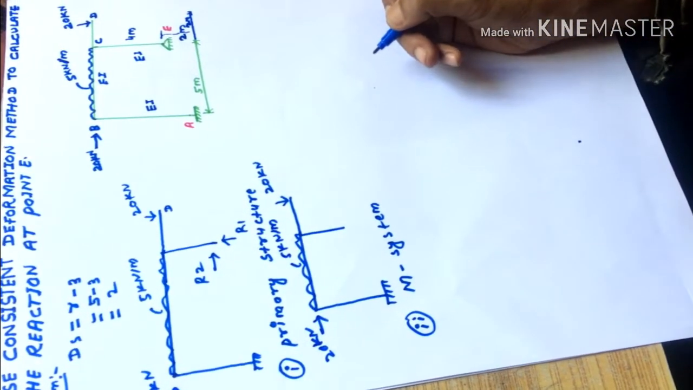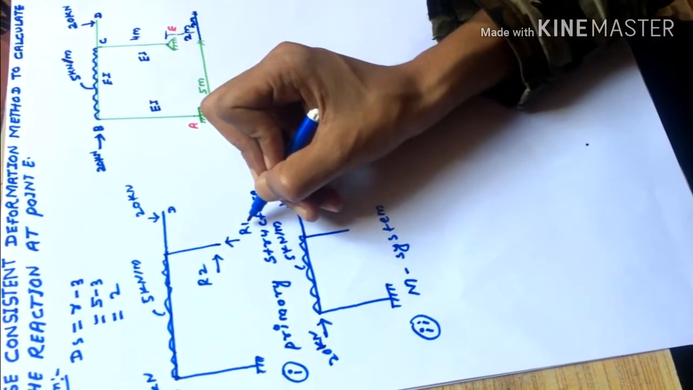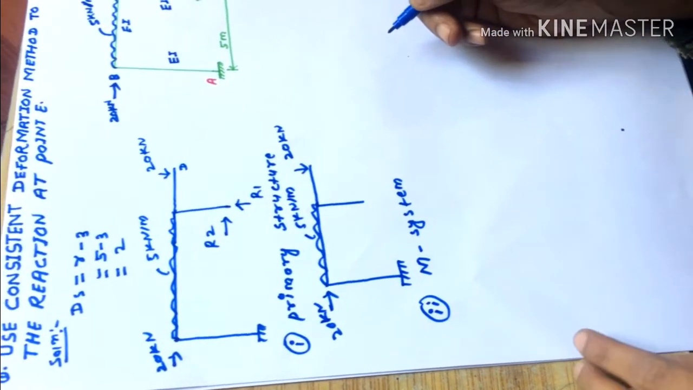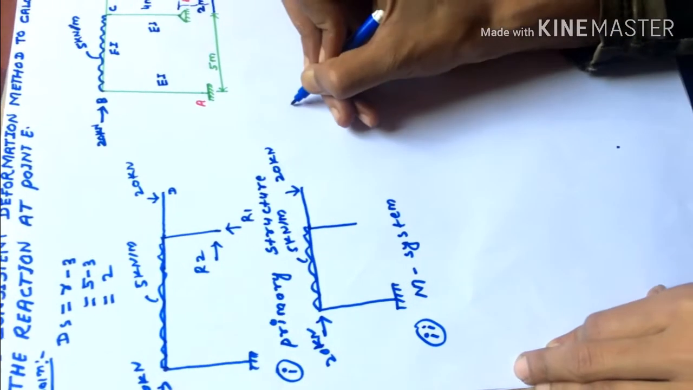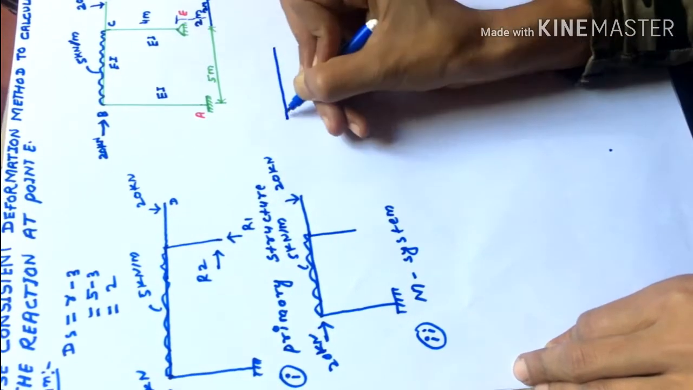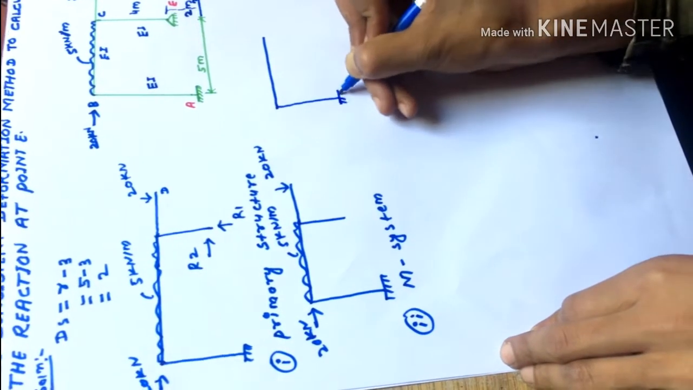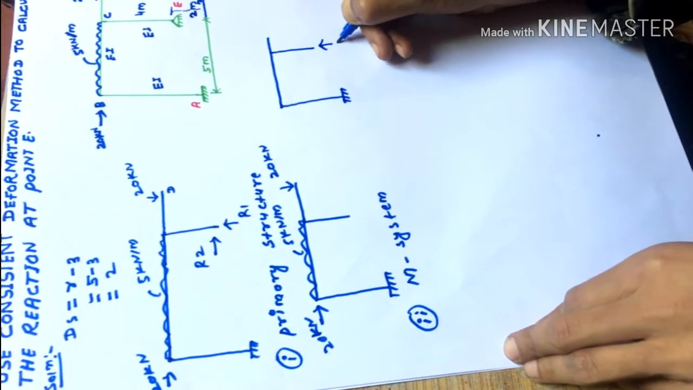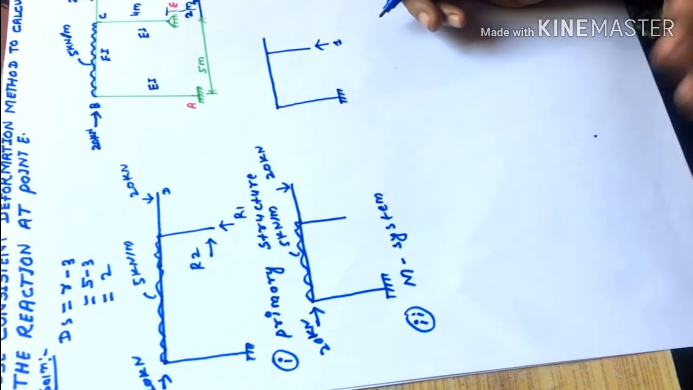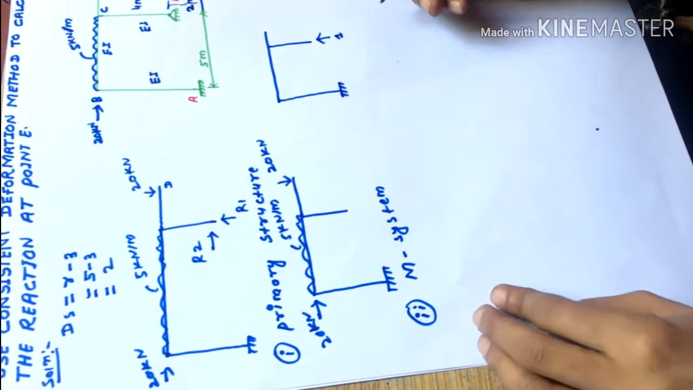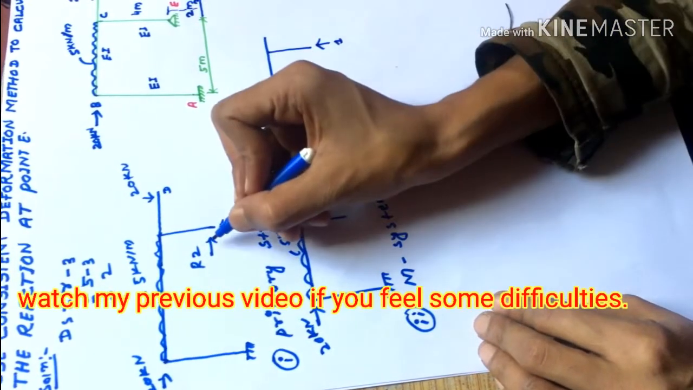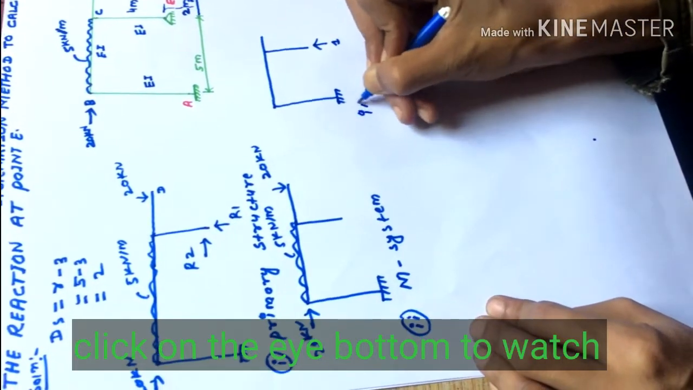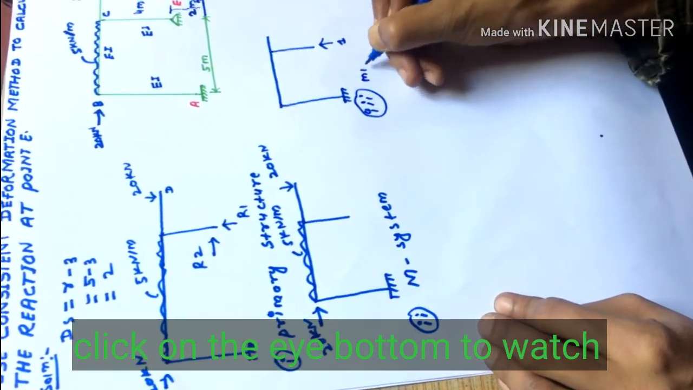Next, we have to replace this redundant force. At first, we have to put unit forces in the direction of R1. So let us redraw this figure. This is the fixed support. So let's put unit forces in the direction of R1, and this system is known as the M1 system.